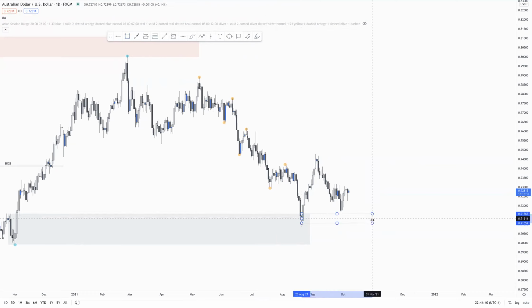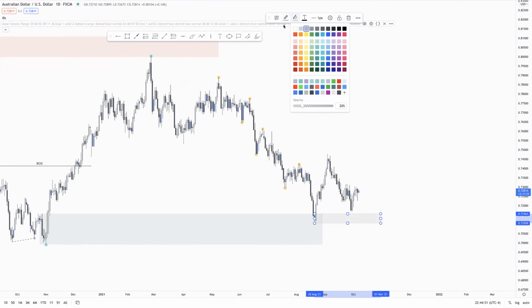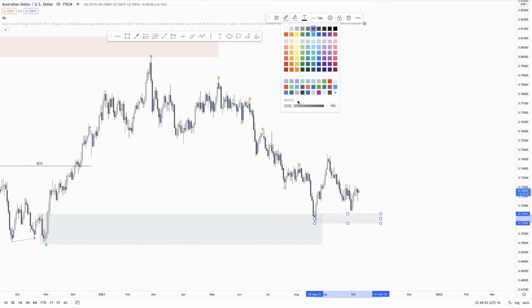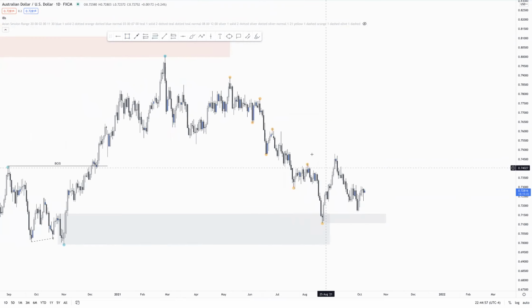Now what do we have here? We have an area of unmitigated demand that tested this higher time frame POI and caused a break of structure. So price really ought to trade down into here. We've personally been looking at this area at Aerial FX because, again, we did have this break of structure after trading into this higher time frame POI.